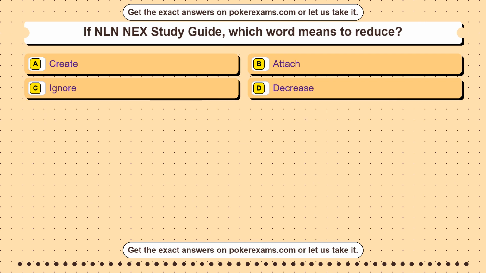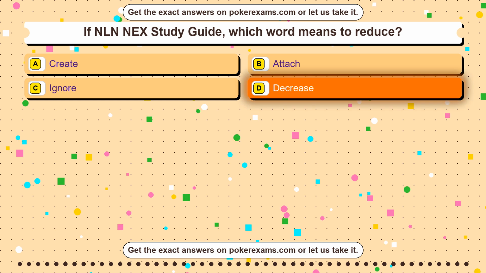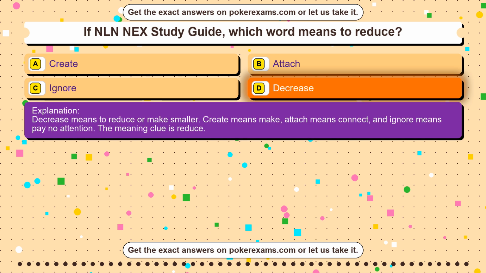Question 50. If NLN NEX Study Guide, which word means to reduce? Option A. Create. Option B. Attach. Option C. Ignore. Option D. Decrease. The correct answer is option D, decrease. Decrease means to reduce or make smaller. Create means make, attach means connect, and ignore means pay no attention. The meaning clue is reduce.